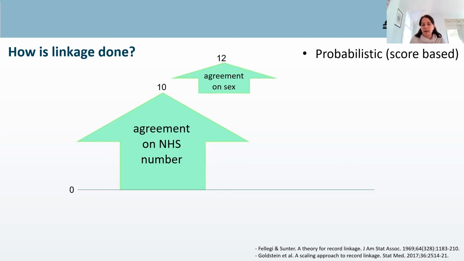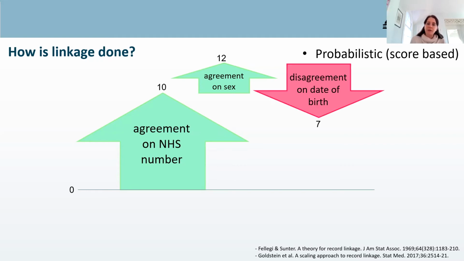Agreement on something like sex would contribute a positive value again, but it would be smaller, which would reflect that it's less discriminative and you're much more likely to agree by chance on sex. And then disagreement on any identifier would contribute a penalty to the overall match weight. So the values from each of the identifiers are summed to come up with a total match rate or score.